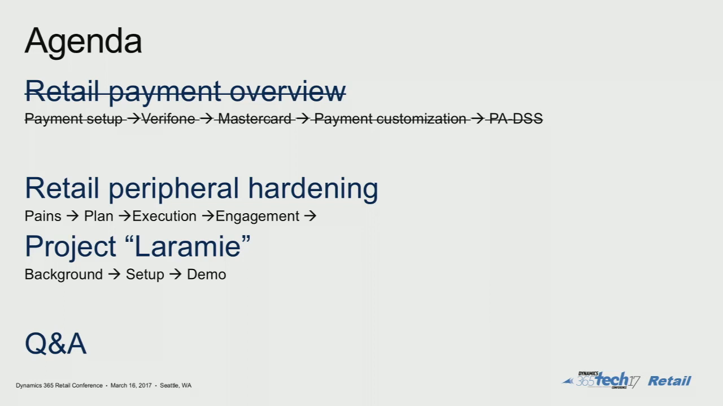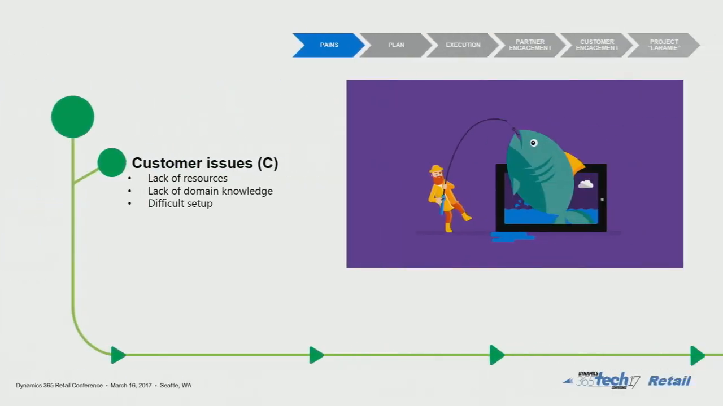Okay, so yeah, as Jared mentioned, I'll discuss something called retail peripheral hardening, and kind of our journey that we've been going on for a few releases now, and cover some of the areas we're trying to address and how we're addressing those things. And then the mysterious Project Laramie, and then go to Q&A.